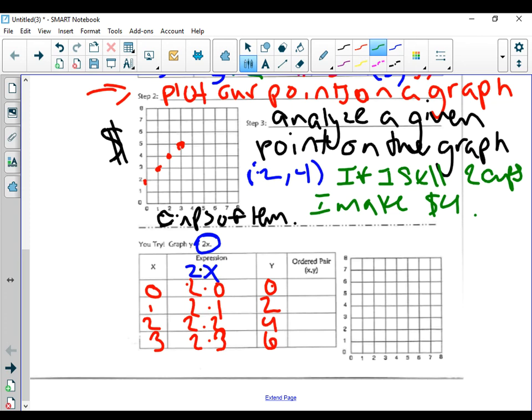At this point, all you're going to do is you're going to take your x value and your y value, and you're going to combine them in your ordered pairs. So this one would be 0, 0, 1, 2, 2, 4, and then your last one is 3, 6.